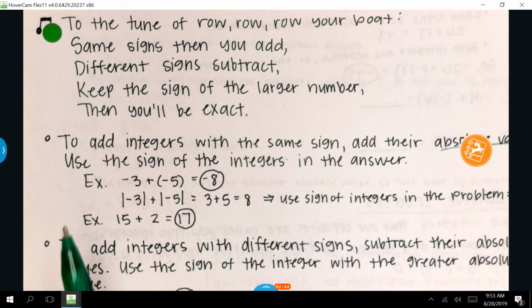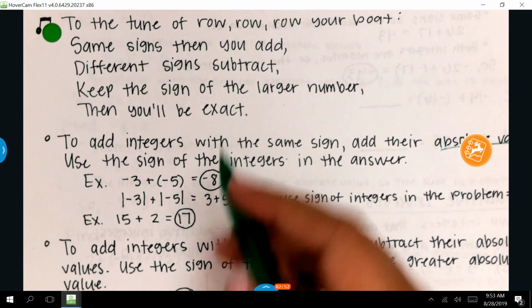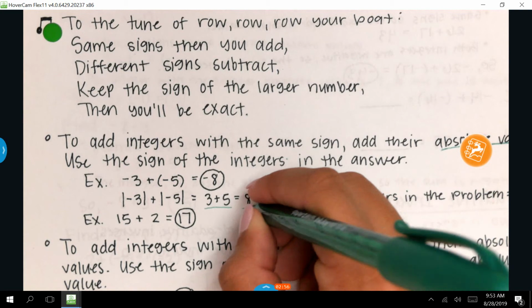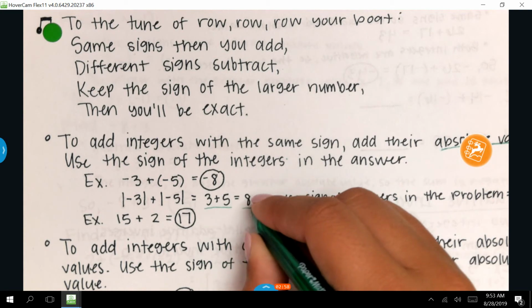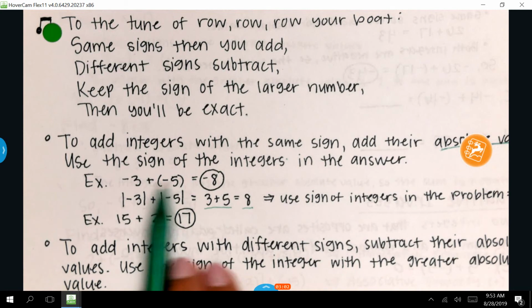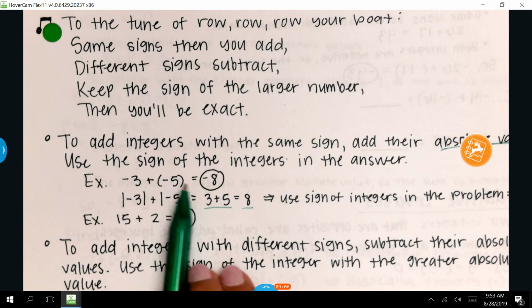So, let's look at an example. -3 plus -5. I'm going to add their absolute values. So, that means I'm adding +3 and +5, which gives me +8. But that's not my answer. Now I want to look at the signs. So, looking back at the original problem, which has the larger absolute value, -3 or -5?